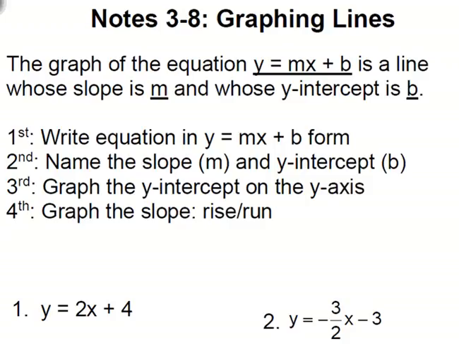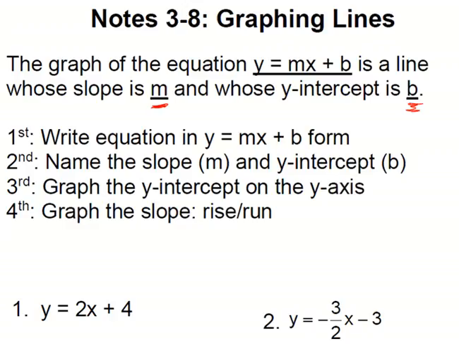Today we're going to be graphing lines. We're actually going to be using our slope and our y-intercept to put the lines onto graphs. So the graph of the equation y equals mx plus b is a line. The m is our slope, and the y-intercept is always our b.